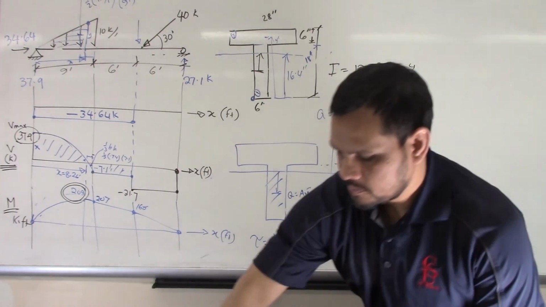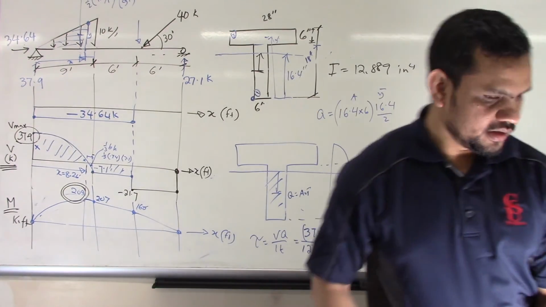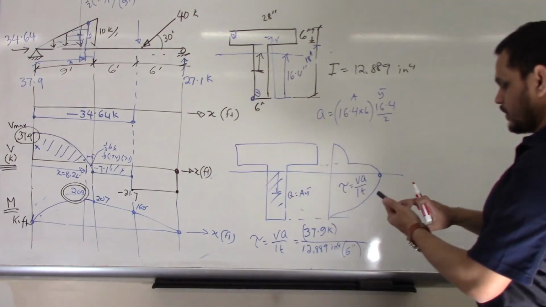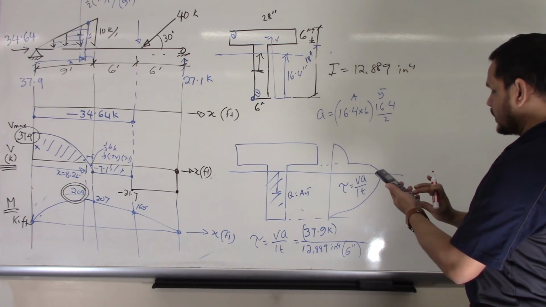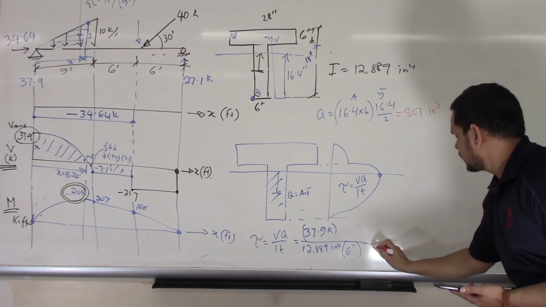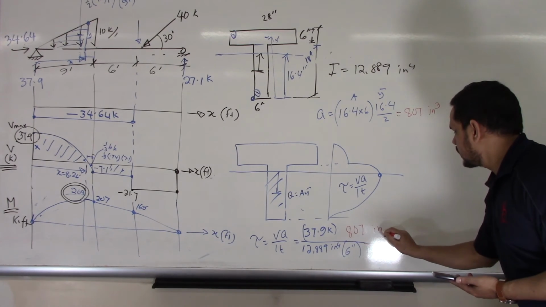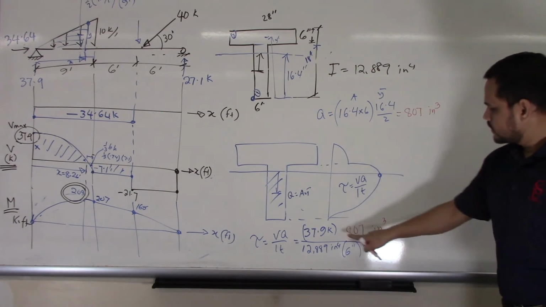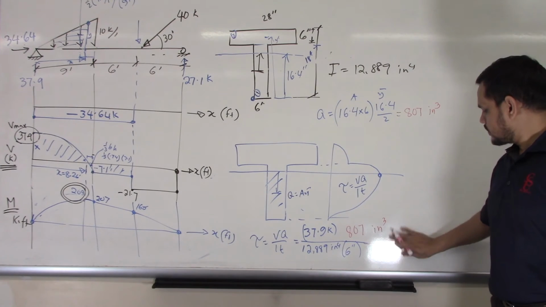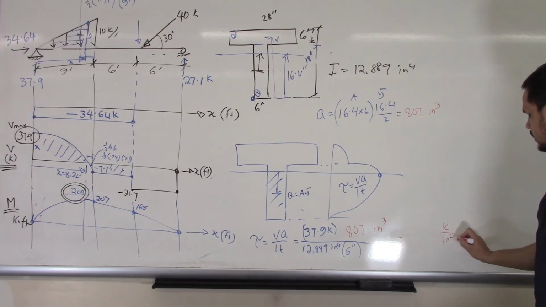Okay, let us find the A Y bar. This portion I did not calculate earlier. So 16.4 times 6, that is Q. Right here, Q is 807 inch cube. So this is force in K, inch cube, inch to the 4, inch. So whatever the answer, it will be K per inch square.